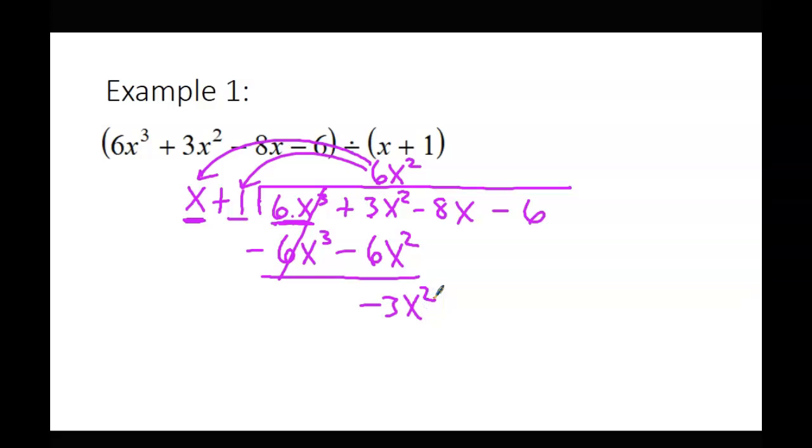So we have gone through all of our steps here, right? We divided x into 6x cubed and got this. Then we multiplied it, put it here and subtracted. And now we bring down the next term and we repeat. So now we ask ourselves, what do we multiply the x by?